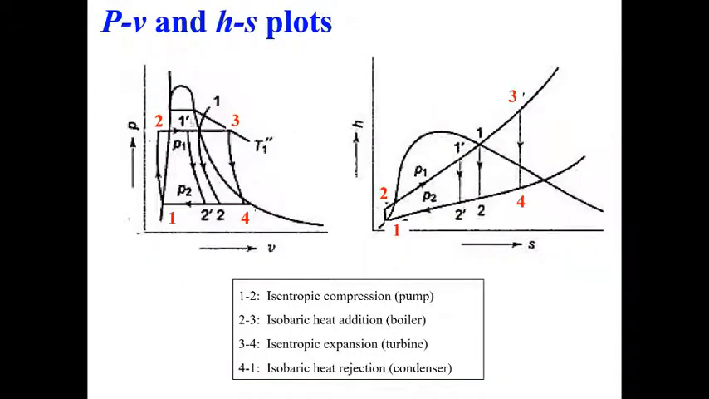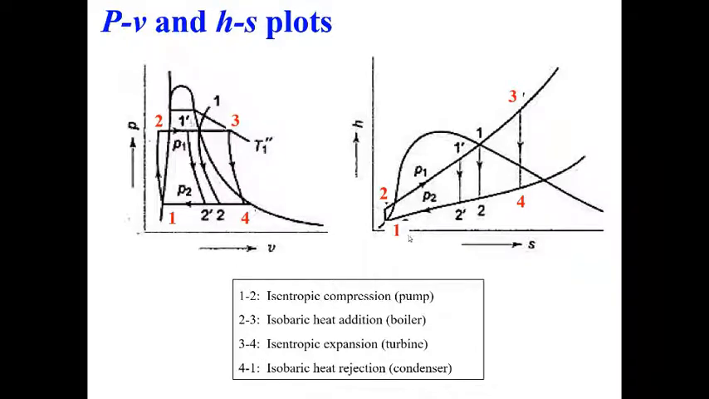So these processes can also be plotted in PV and HS plot. So the same set of processes you can see here. 1 to 2 is isentropic compression, 2 to 3 is isobaric heat addition, which is shown here. So this is your vapor dome. I'm sorry, this is not so clear, but you can make out this is the vapor dome, and these 4 processes are marked accordingly. 3 to 4 is isentropic expansion in the turbine, which is this process, and 4 to 1 is isobaric heat rejection inside the condenser.